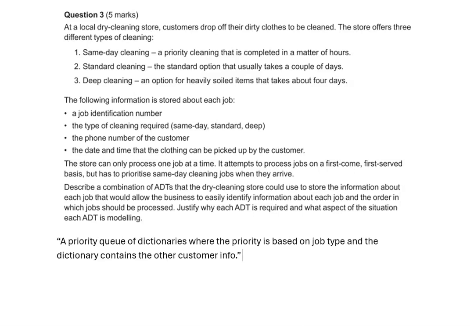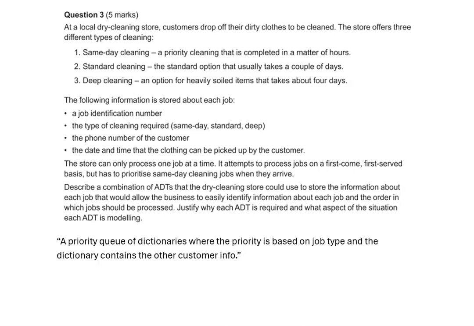I wouldn't have given this question out. People like to come up with a priority queue of dictionaries. And we've got the same problem here with the dictionaries. I mean, if we were to list this out, the dictionary would contain all kinds of extraneous information. We would have job type over and over again, which is not necessary or helpful.